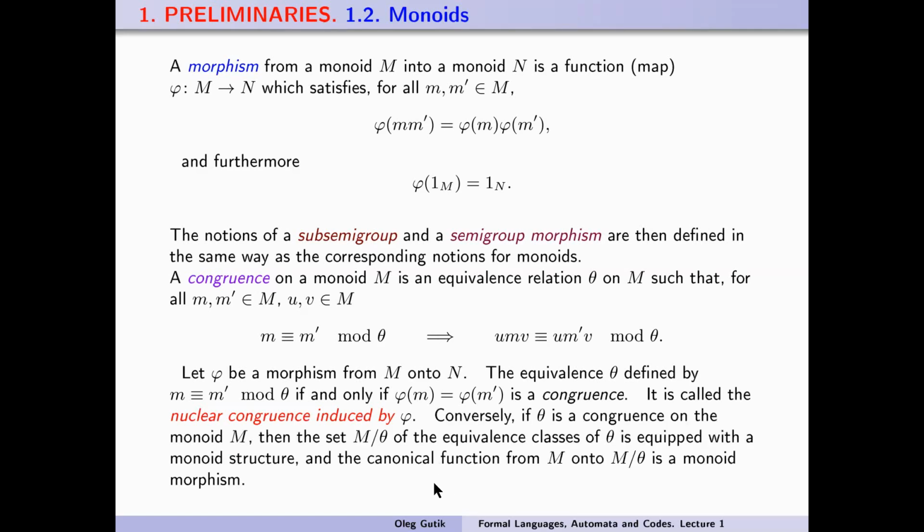Conversely, if theta is a congruence of the monoid M, then the quotient set M by theta of the equivalence classes of theta is equipped with a monoid structure, and the canonical function from M to the quotient set is a monoid morphism.